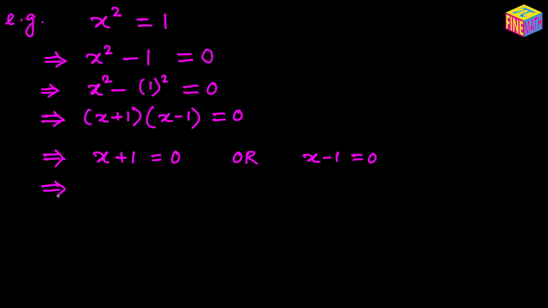So from here we get the first value of x, which is x equals negative 1, or from here we get x equals positive 1. So finally our solution is x belonging to the set of two numbers, which is negative 1 and positive 1.